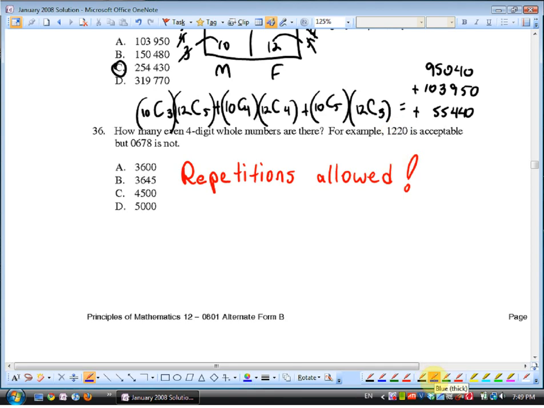So this is still going to be fundamental counting principle. One, two, three, four digits. Now the last digit can be a zero, a two, a four, a six, or an eight. So I got five choices for that. The first digit can't be a zero, so I only have nine choices. But then there's no restriction on repetitions. I have 10 choices, 0 through 9, 10 choices, 0 through 9. And if I multiply those together, because the fundamental counting principle says multiply, I get C.